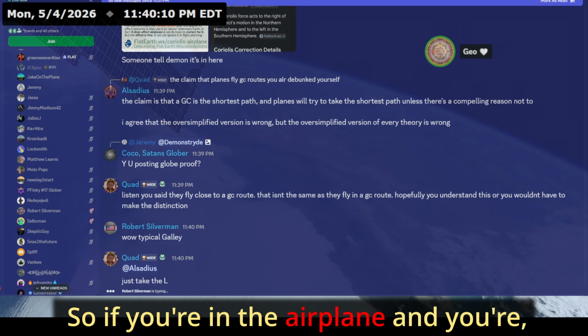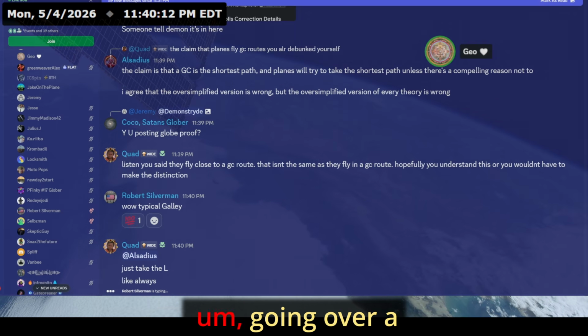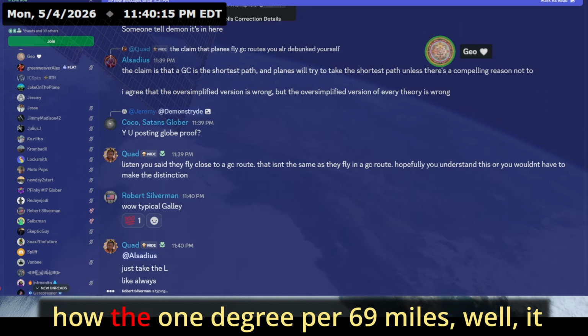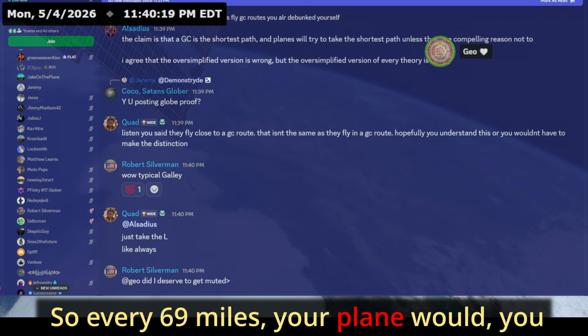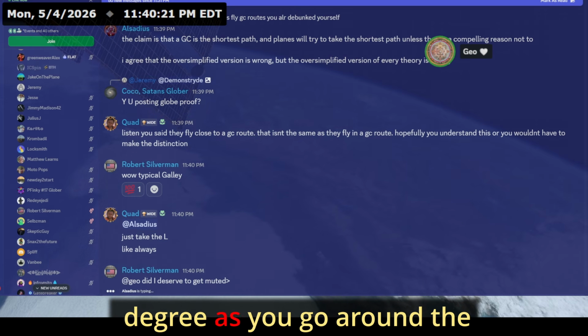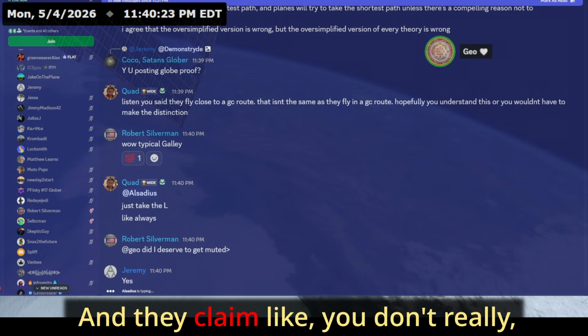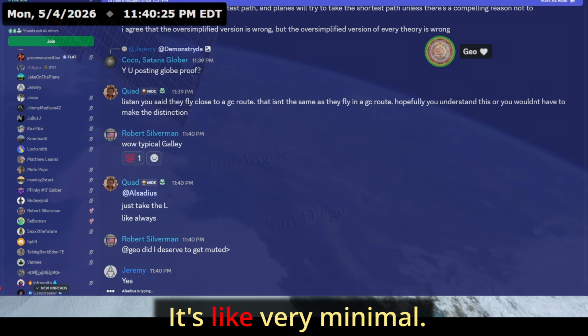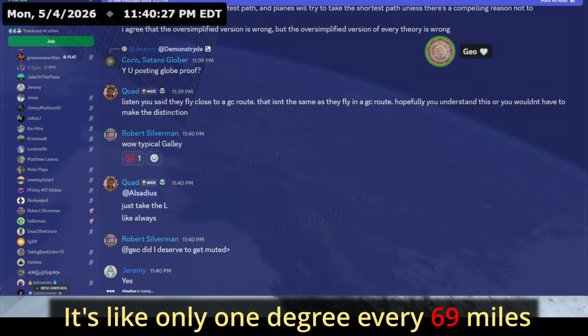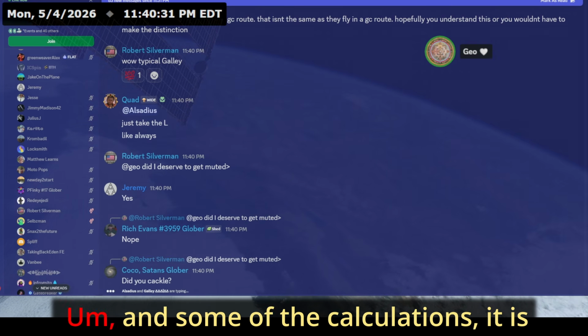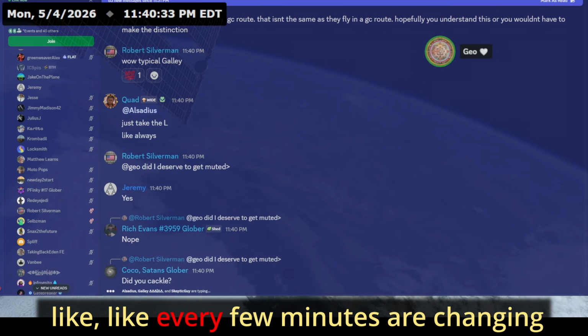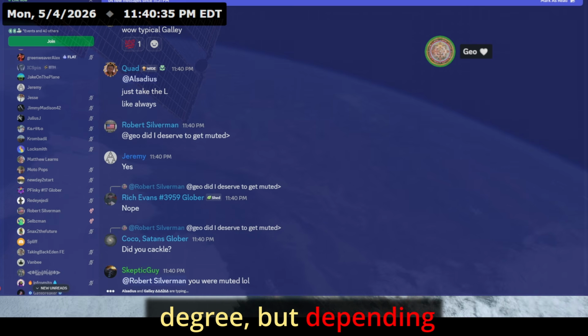Okay, so if you're in the airplane and you're going over a sphere, you know how it's 1 degree per 69 miles? Well, it would be that. So every 69 miles, your plane would be tilting 1 degree as you go around the sphere. And they claim you can't really notice it. It's very minimal, only 1 degree every 69 miles. And you can do the speed and time calculations, it is like every few minutes you're changing degree, depending on how fast you're going.